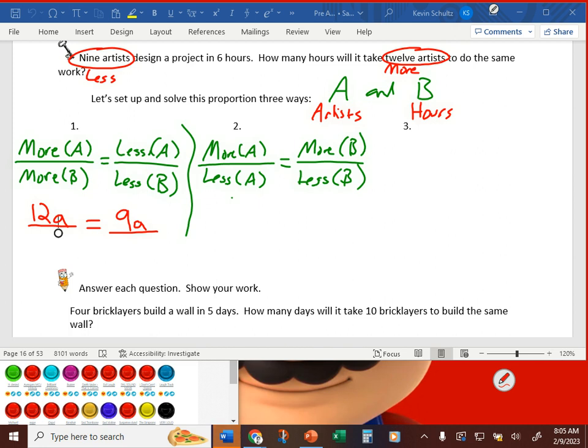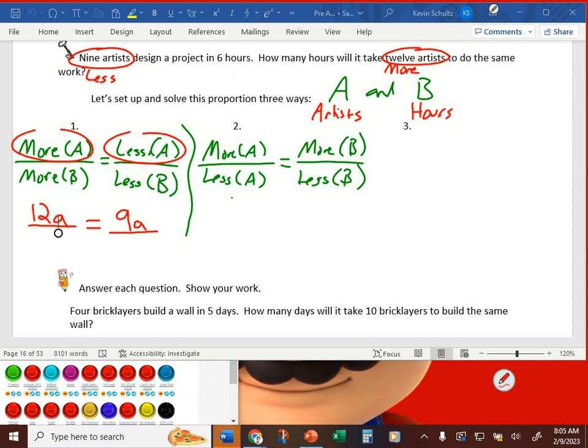Any questions how I assign those values, how I set that first part up? Okay. Our first step was to say, what are we talking about here? We're talking about artists and hours. Those are our two units. Those are our A and our B. Artists, hours. Okay. So if I'm talking about my A value, which we've assigned to be artists, one's got to be more and one's got to be less. I know I've got 9 artists that start, and then a total of 12 end up working on the project. 9 is less than 12, which makes 9 are less and 12 are more. That's how we get 12 artists, right? More of A, 12 artists, equals less of A, 9 artists.